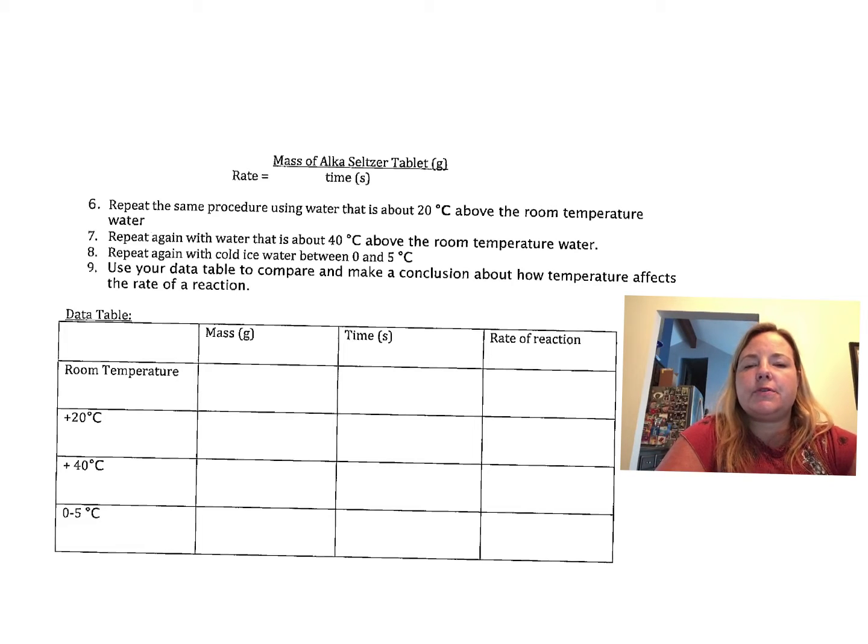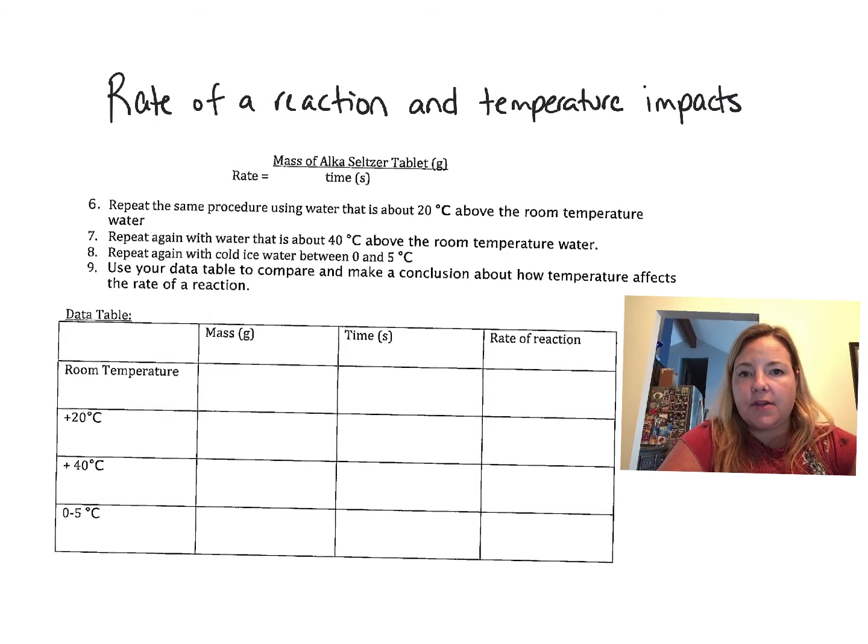So the first thing I'm going to do is go over each of the different labs that we did in class. This first one here, you can see, is our rate of reaction and the impact that temperature has on the rate of the reaction. For this lab, you don't have to have the exact same data, but you should see the same kind of trends.